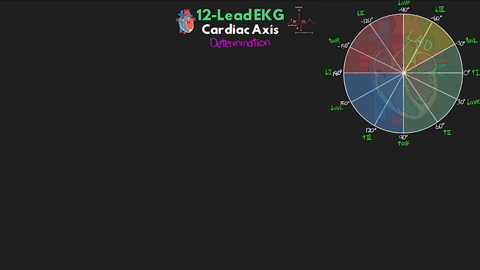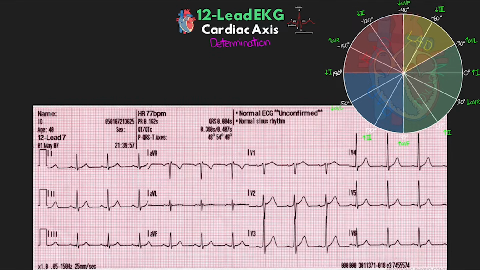Alright, so now on to our cardiac axis determination. So we've covered a lot of theory behind the concepts of the cardiac axis. This is important to help you understand what this all means and why it is that we're able to even know what the axis is. Now let's actually talk about the practical application of this hexaxial reference system and how we apply it to our 12-lead EKG. So we'll start out again with our normal EKG here.